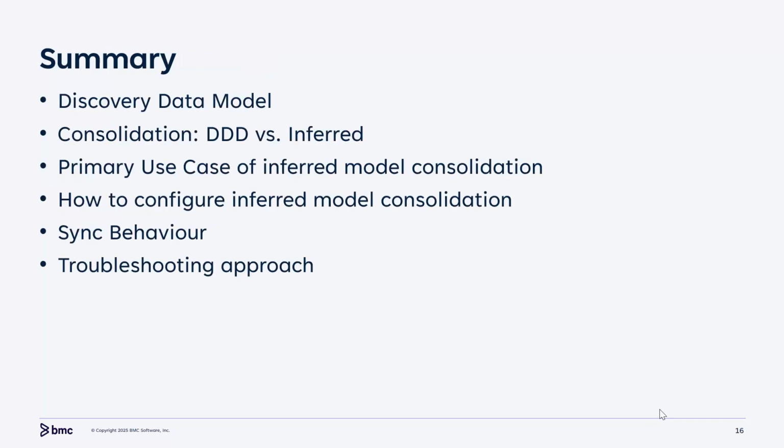Now let's summarize what we discussed today. We started by understanding the data model within Discovery Data Store. We then talked about the two types of consolidation that we have now. We looked at the primary use case of inferred model consolidation. We took a demo where we saw how to configure inferred model consolidation. We discussed a few sync behaviors specific to inferred model consolidation, and we talked about what logs to review to troubleshoot an issue related to inferred model consolidation.